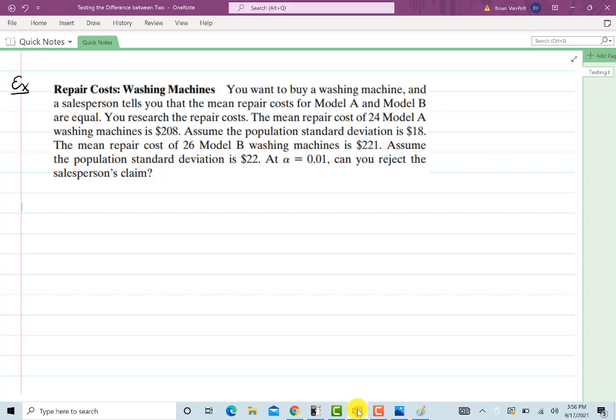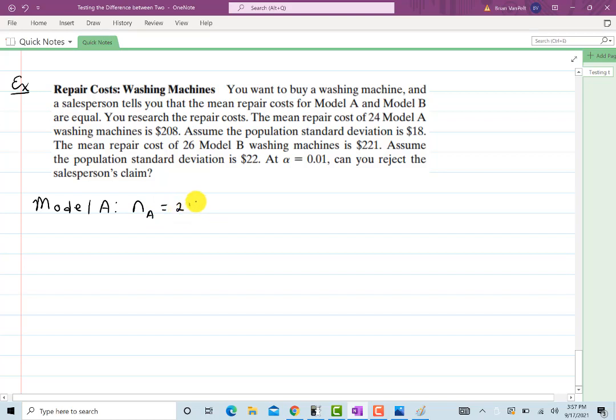So let's take a look at what we have then. Let's look at Model A. All right, what do we have for Model A? We have the number in A, I'm going to call it N sub A, was equal to 24. So there's 24 of these machines. The mean repair, so the mean of A was equal to $208. And then I just made a mistake when I wrote that.